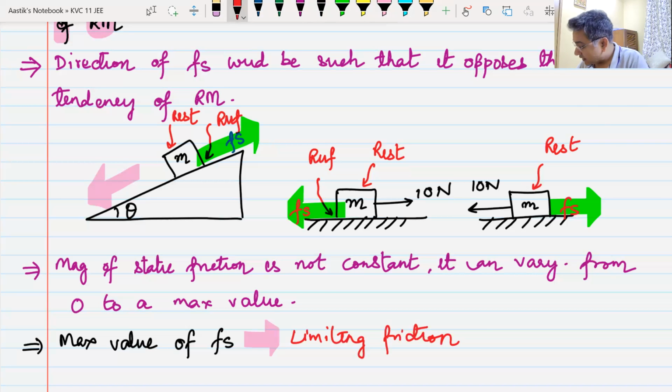Limiting friction, and it is represented by FL. Limiting friction is the maximum value of static friction. So he's smart, but you know, every seer has a sawa seer, so he can only be smart till a particular level. Smartness is up to a particular level. That level is your limiting friction. It limits it.